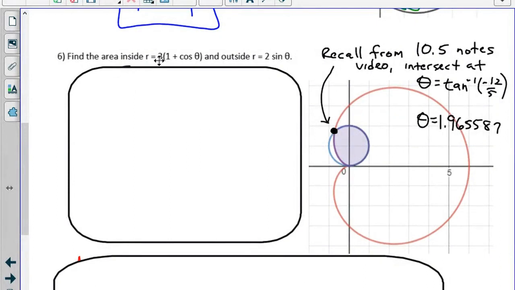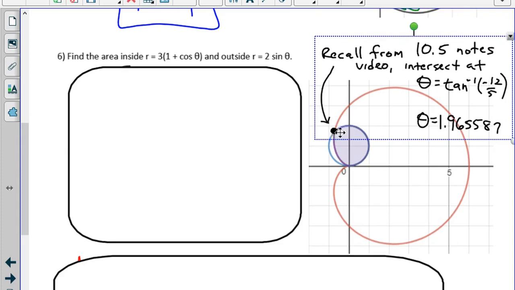Find the area inside of 3 times 1 plus cosine theta and outside 2 sine theta. Recall from the last time you watched notes, these two curves were actually used in a problem that we've already done, and they intersect at theta equals tangent inverse of negative 12 fifths, which is like negative 1 point something, and then we added pi and got 1.965587. I could have kept more decimal places, but didn't feel like it. So that point is there. Just keep that in mind.